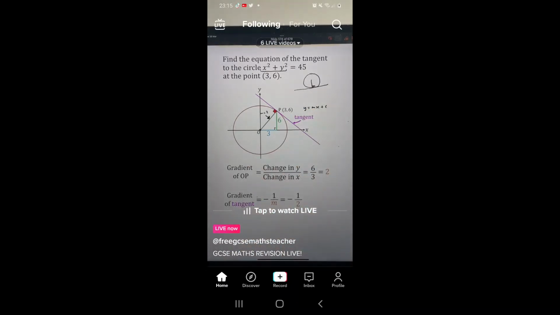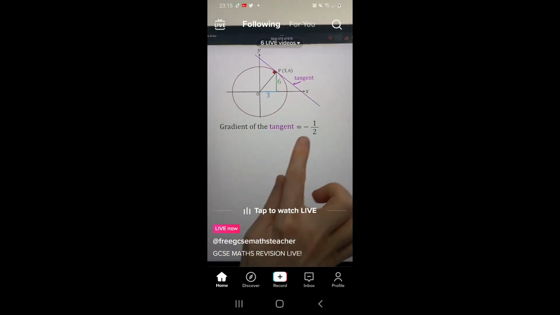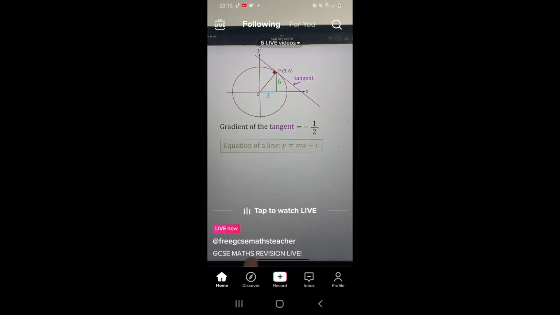So I can just substitute into y equals mx plus c. I know my gradient is -1/2. I know the equation of a straight line is y equals mx plus c. I know what m is now, so I can write y equals -1/2 x plus c. I need to find c. c is where my line crosses the y-axis, my y-intercept.